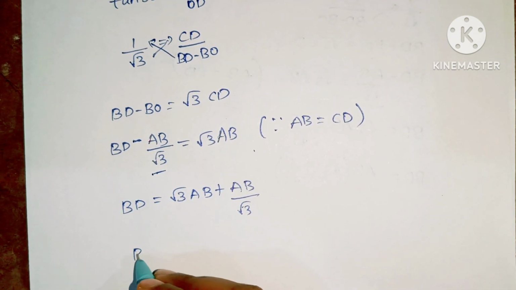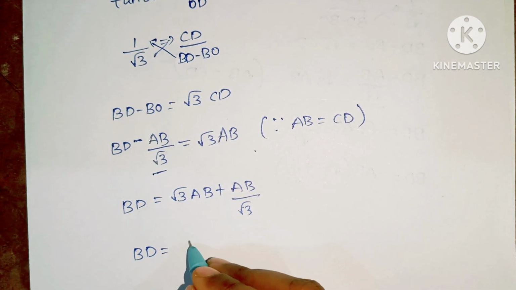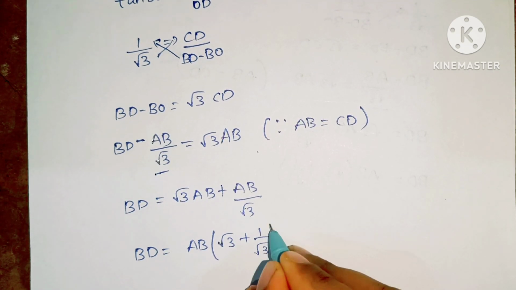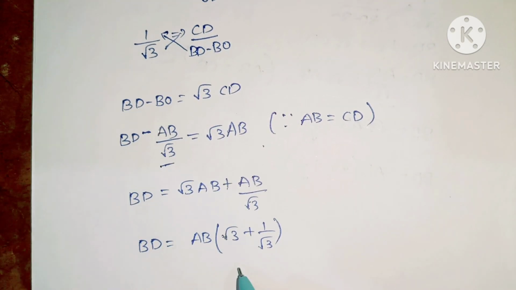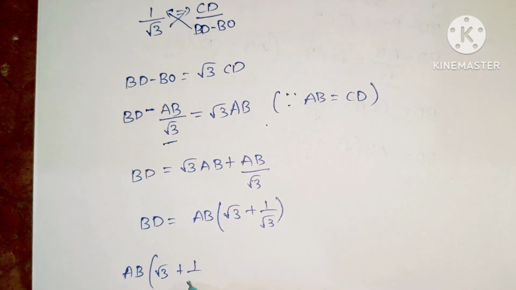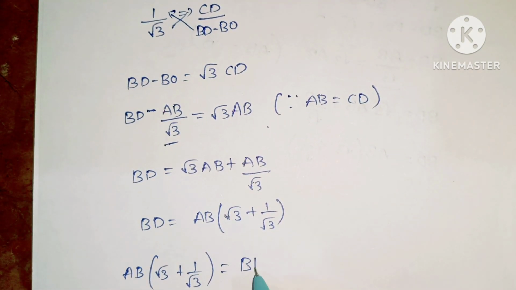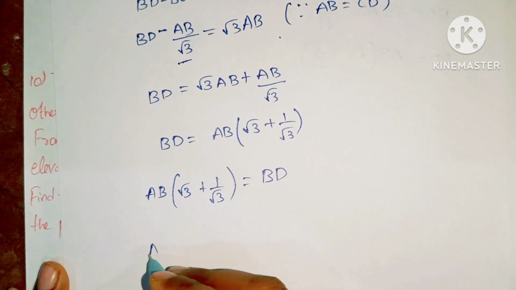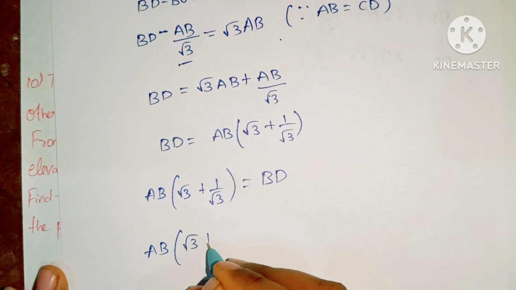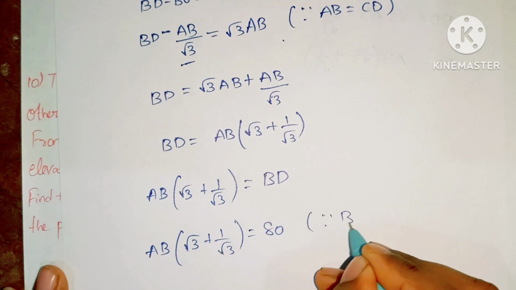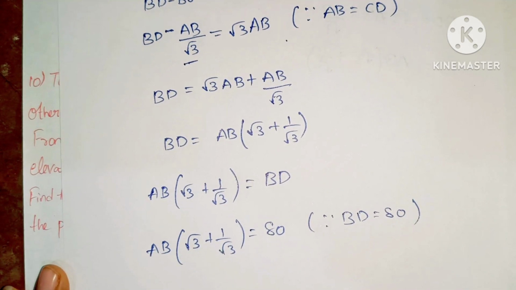Okay. So BD equal to, if you take AB common, then what will you get? Root 3 plus 1 by root 3. Okay. So I wrote this one in reverse: AB into root 3 plus 1 by root 3 equal to BD. So from the diagram, you know BD means what? 80. So substitute here: AB into root 3 plus 1 by root 3 equal to BD, which is how much? 80, the length of the road. Okay.